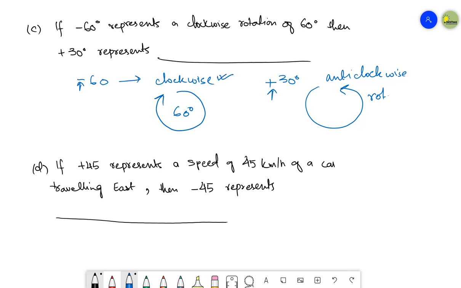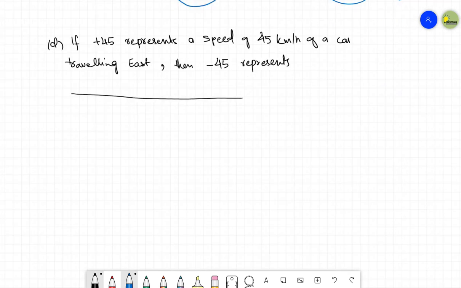Anti-clockwise rotation. And of how many degrees? If it was 60, I have represented it as 60 degrees. And if it is plus 30, then definitely I will represent over here an anti-clockwise rotation of 30 degrees. So this is what is to be written in this blank, that plus 30 degrees represents an anti-clockwise rotation of 30 degrees, right? Let's move towards the last one.